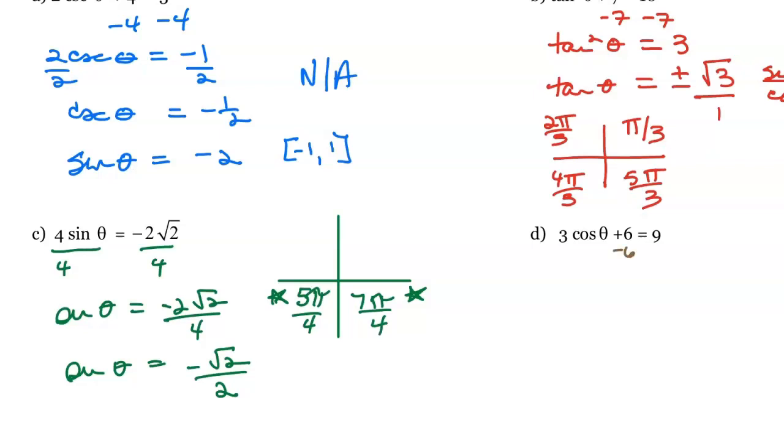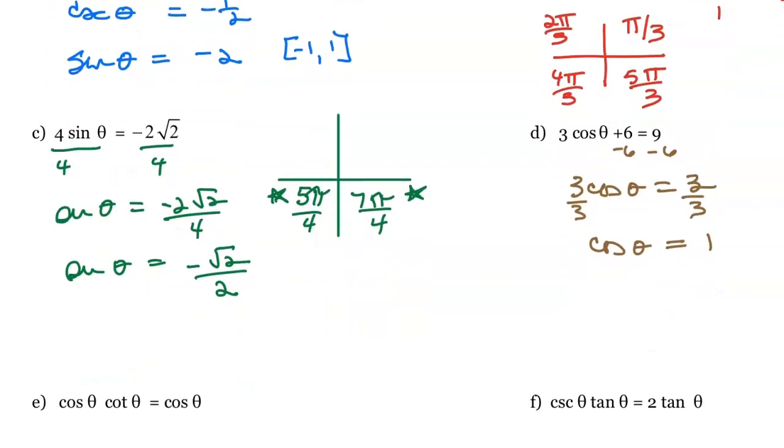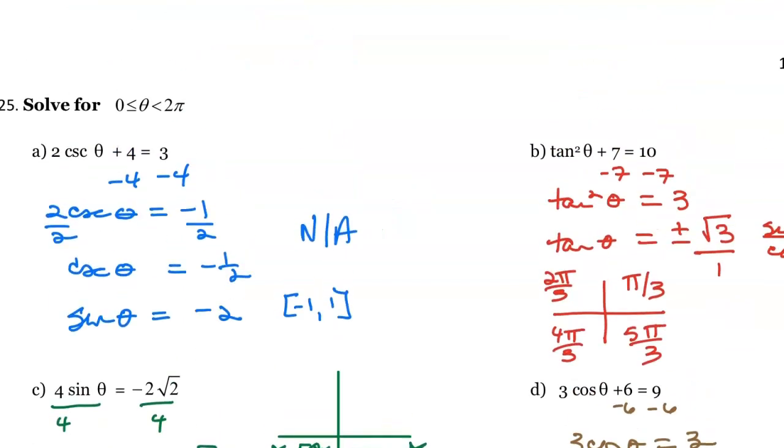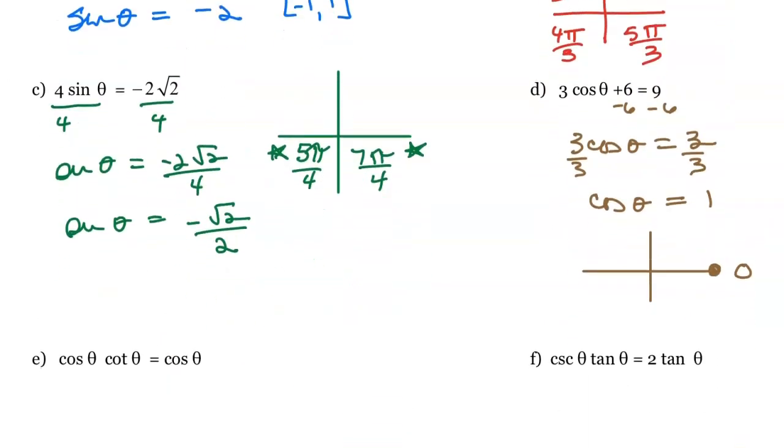Start moving numbers away. Rewrite as a 9 minus 6 is 3. Divide by 3. You are getting cosine theta equals 1. At that point, you should think quadrantal angle, and the quadrantal angle is going to be at 0. Now, 0 is your best answer and not 2 pi, because they asked that your angle has to be less than 2 pi. So 0 radians is your answer. Okay, moving down to E.